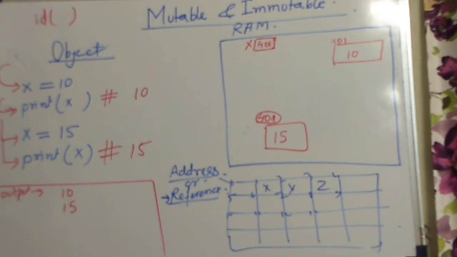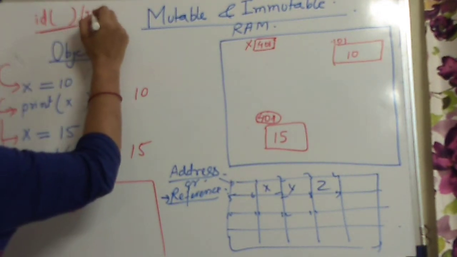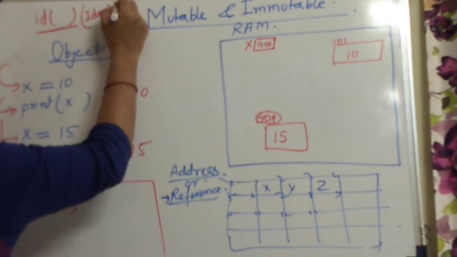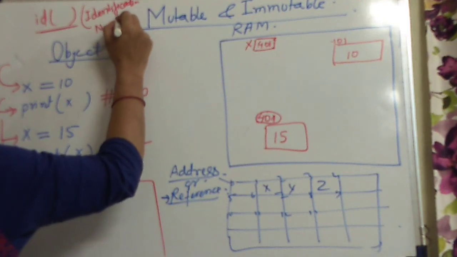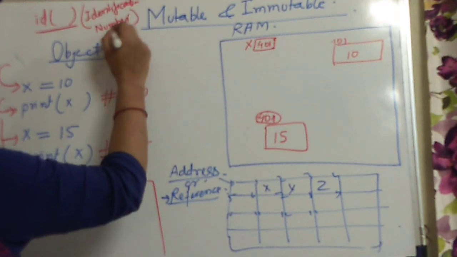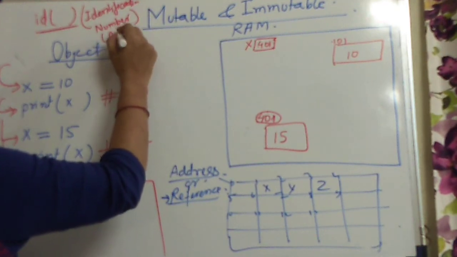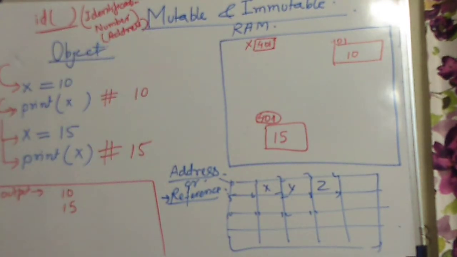Okay, that is called id, clear? So when you write id, it will print the identification number. You may write that it will print the identification number. This will print the identification number, which you can say is the address, right?